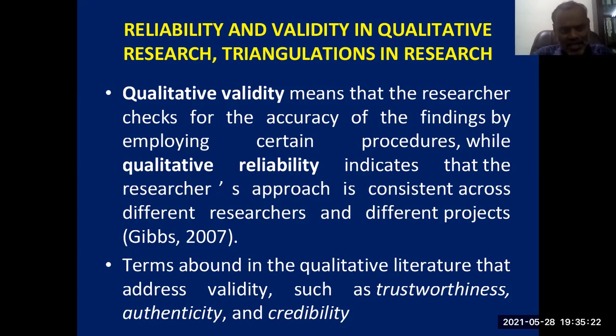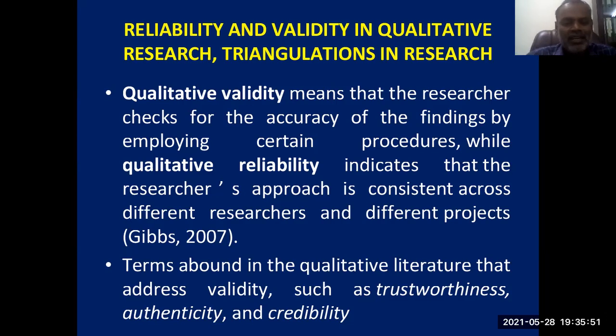The reliability indicates that the researcher's approach and research instruments are consistent across different researchers and different projects. There are no variations. Wherever you do a particular piece of research, the results are supposed to come out the same. If different results are coming, there is a lacuna in your mechanisms or in your data collection instrument, and reliability is in question. If you use the same questionnaire in the same conditions in different places, the result is supposed to be the same. That is reliability.